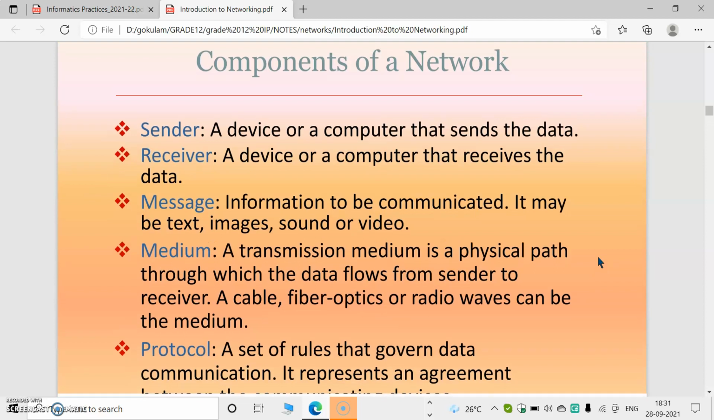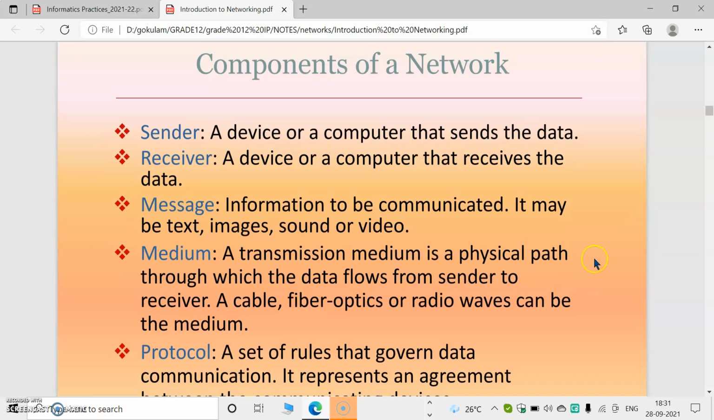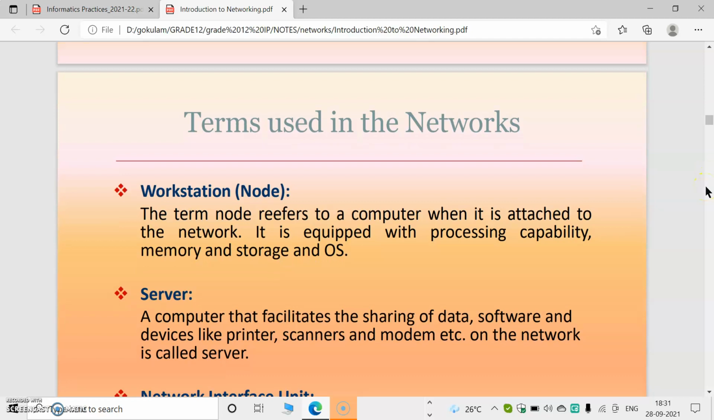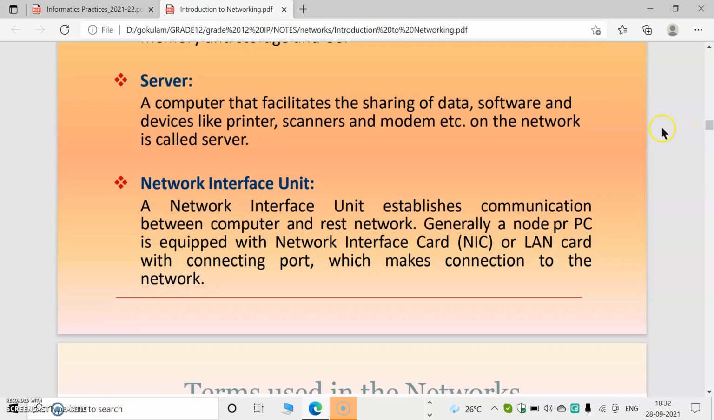So the components of a network are sender, receiver, and message, which you all know. Medium means wireless or wired medium. And protocol means a set of rules. Then the terms used in the network. The first term is workstation or node. When our computer is attached to a network, we can increase the processing capability, and we can use the memory and the storage. So it is referred to as a node or workstation. When a computer is attached to a network, it is a node.